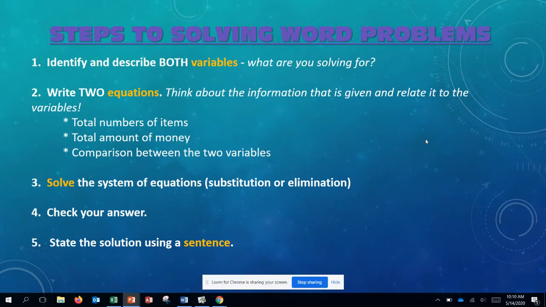Step 3 is we're going to solve the system. That's what that S means. And then state your solution using a sentence, that second S. You have to make sure you use a sentence. We have to know what your answer means. Giving an ordered pair is simply not enough. It is a word problem. It has context. It has meaning. You have to tell me what it is.